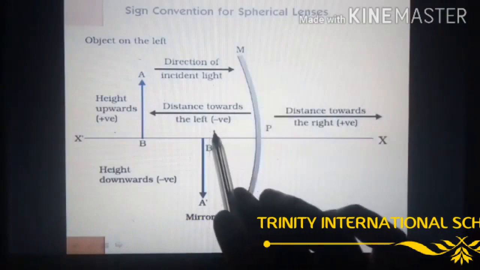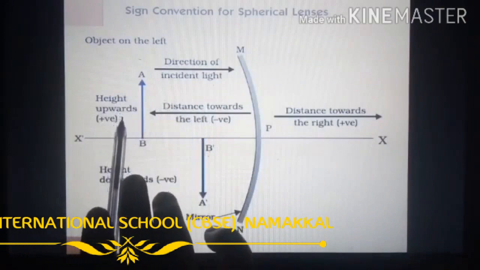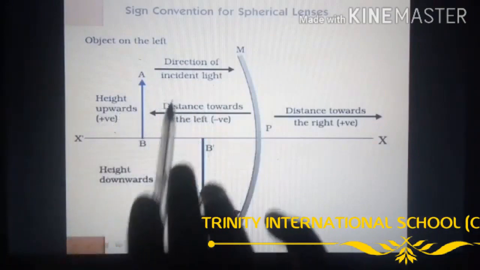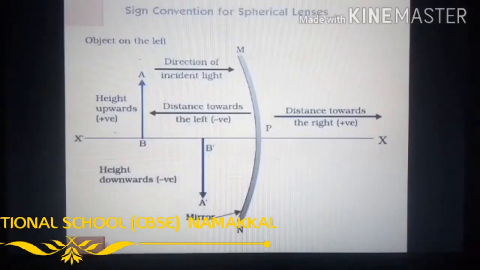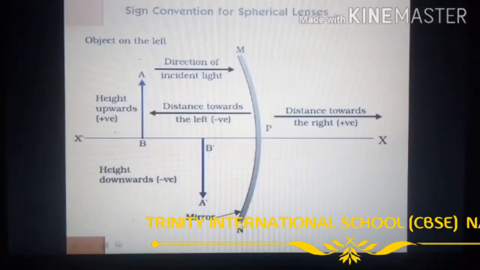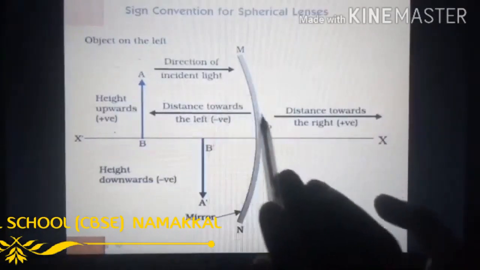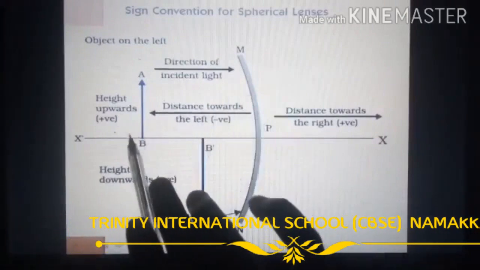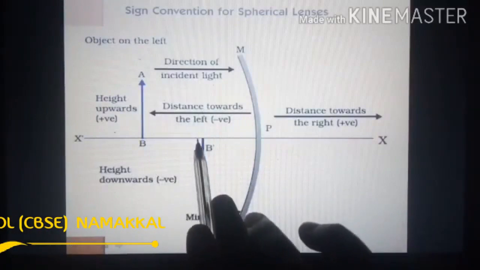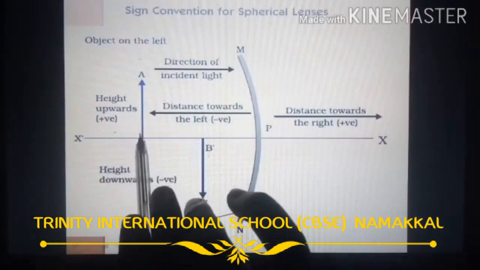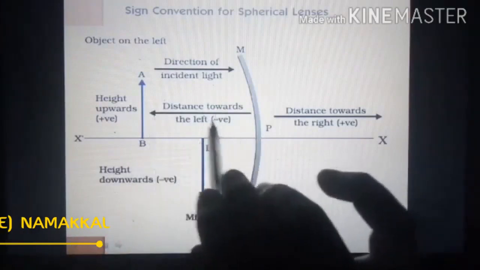Here, consider the distances taken from the pole. The object is always placed on the left side, and always above the optical axis, so the object distance u is always negative. For spherical lenses and mirrors it is the same convention: the object is always placed on the left side of the lens or mirror, so the object distance u is always negative. Next, the object height is always above the optical axis, so it is always positive.